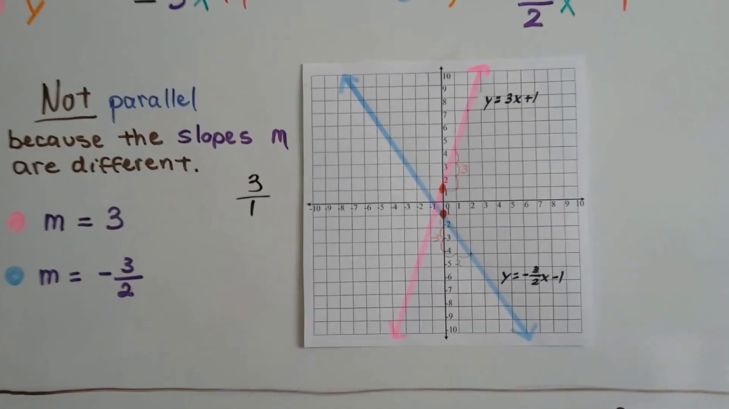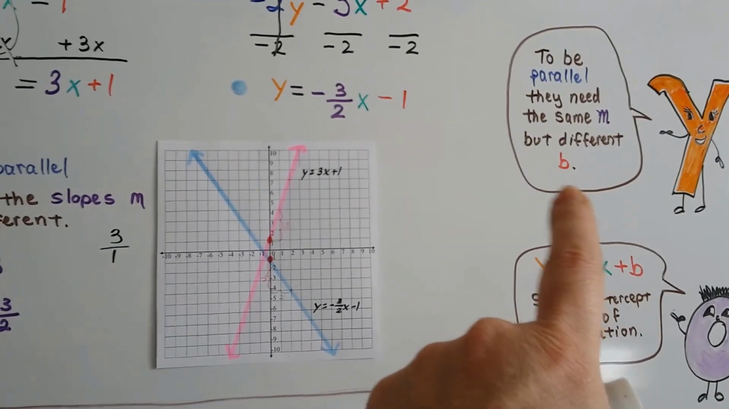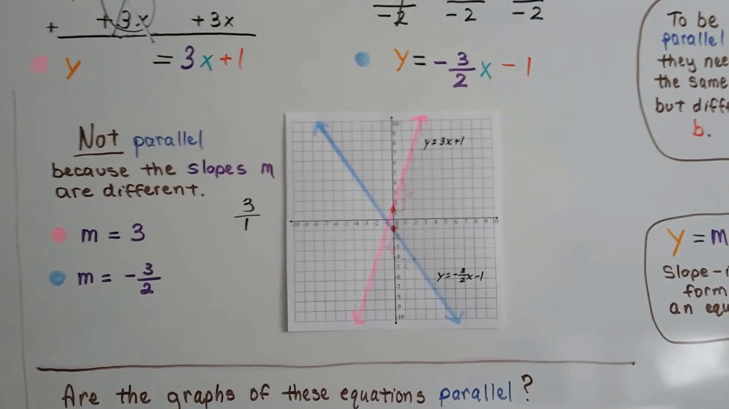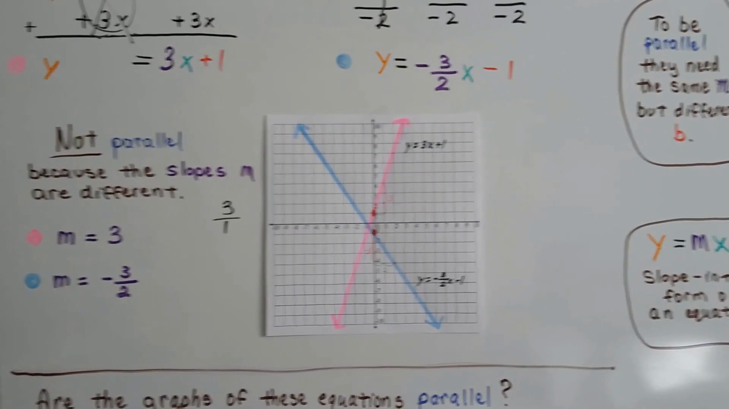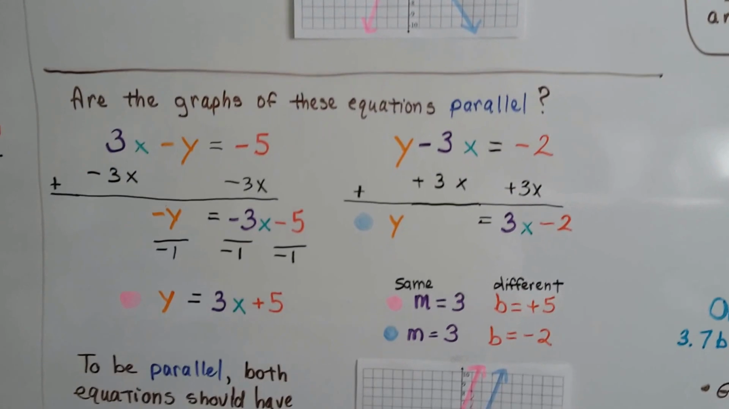And no, they're not parallel. They have to have the same slope m, but a different b. They don't have the same slope, do they? No, so they're not parallel, okay? How about these? Are the graphs of these equations parallel?